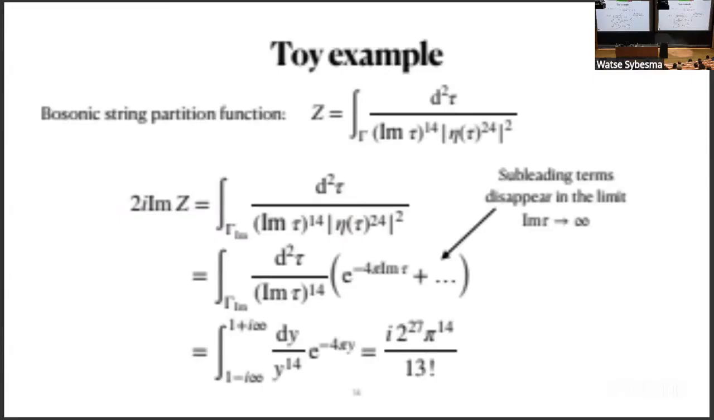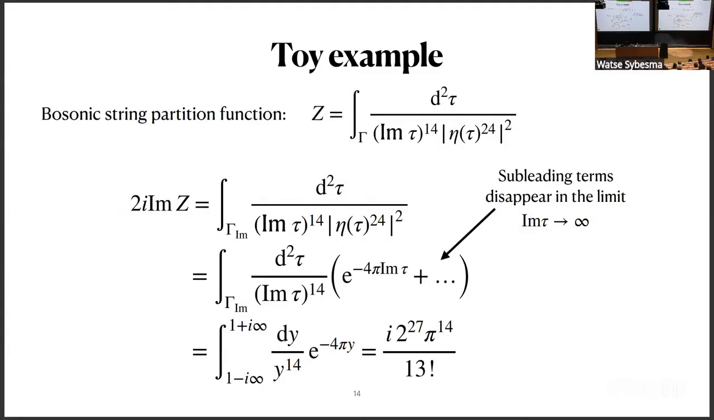So let me show you how that works in a simpler example. It's the same idea, but just so you see what happens. Let's compute something that you are usually told you shouldn't compute, namely the one-loop amplitude in bosonic string theory, or the one-loop partition function. It's this expression where eta is the Dedekind eta function. And usually you get told it's not convergent. Yes, it's not convergent, but once you change the contour, it is convergent.